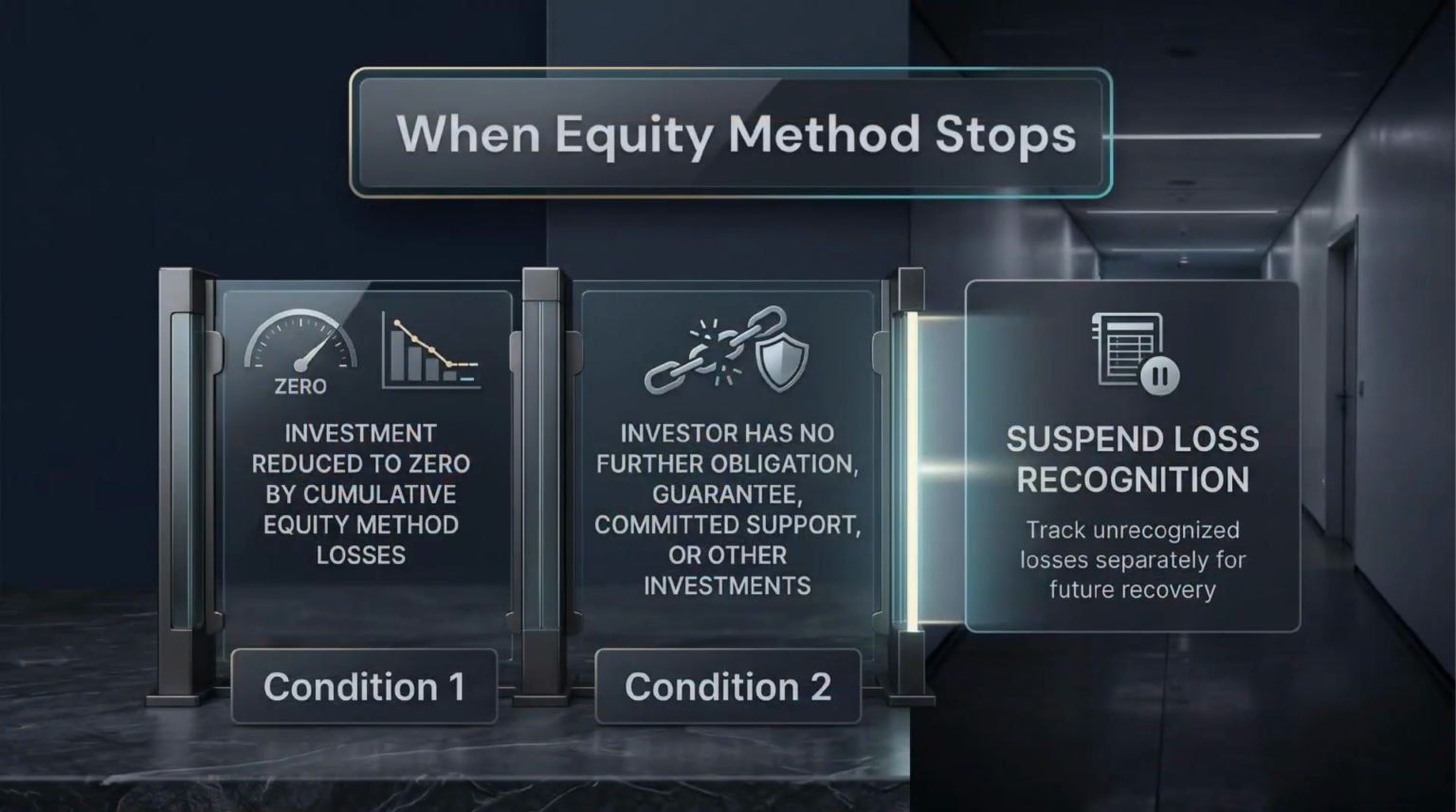Equity method loss recognition normally stops when two conditions are met. First, the investment carrying amount has been reduced to zero by cumulative losses. Second, the investor has no further obligation, guarantee, committed support, or other investment in the same investee. When both conditions are present, the investor suspends additional loss recognition. That means no more losses hit the income statement for now. But suspended does not mean deleted. It means the losses are waiting in a tracking schedule for future recovery accounting.